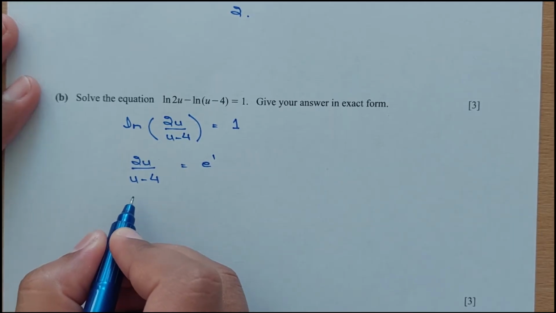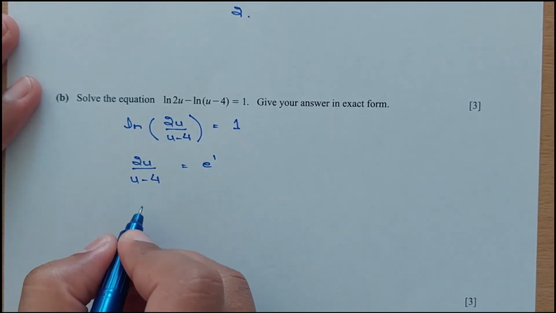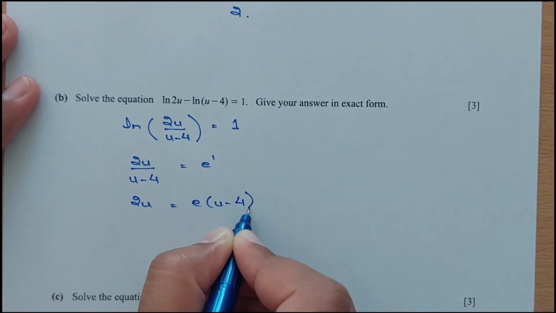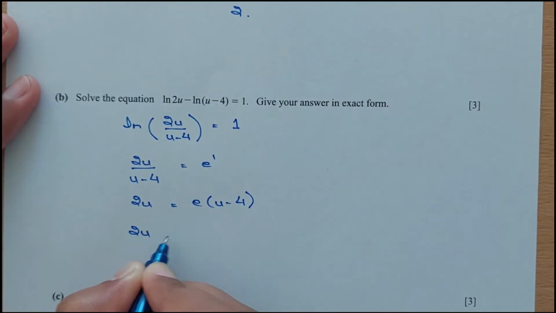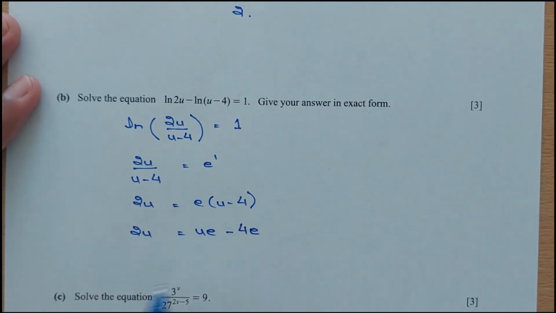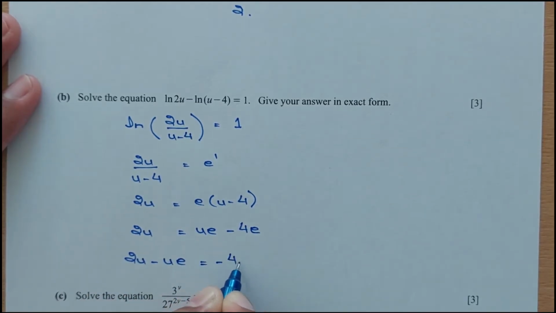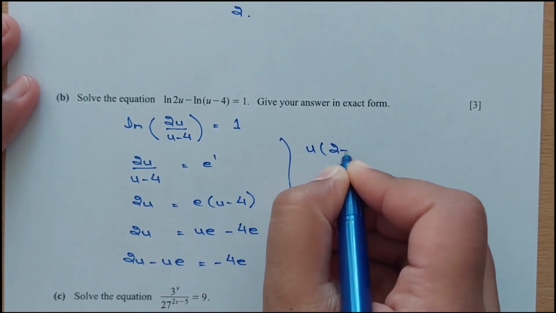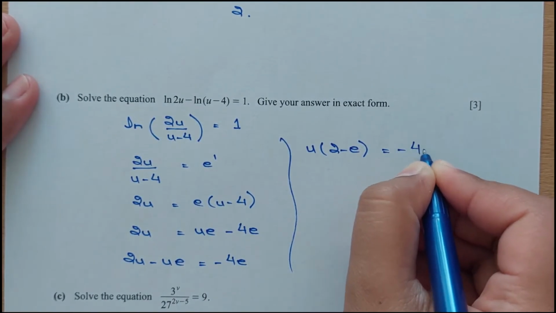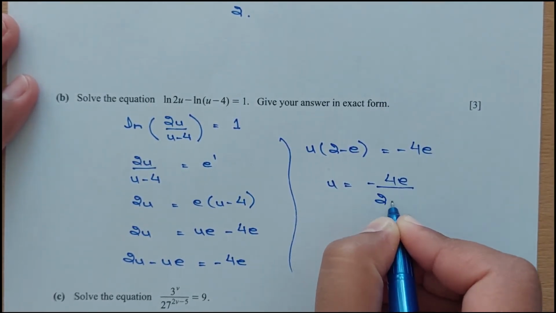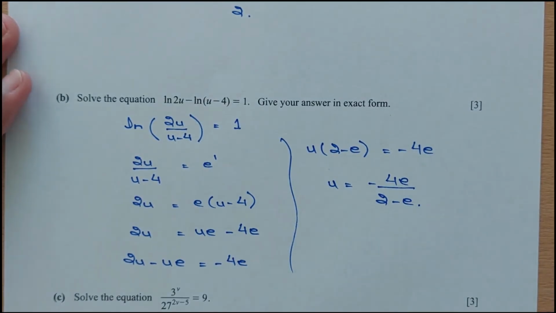Right, so now we have to solve for u by doing a cross multiplication. So 2u equals e times (u minus 4), right? And 2u equals ue minus 4e. Shifting u terms to the left, 2u minus ue equals minus 4e. And from here, taking u common, we have u times (2 minus e) equals minus 4e, and the u value is minus 4e divided by 2 minus e. So this is the value for u.